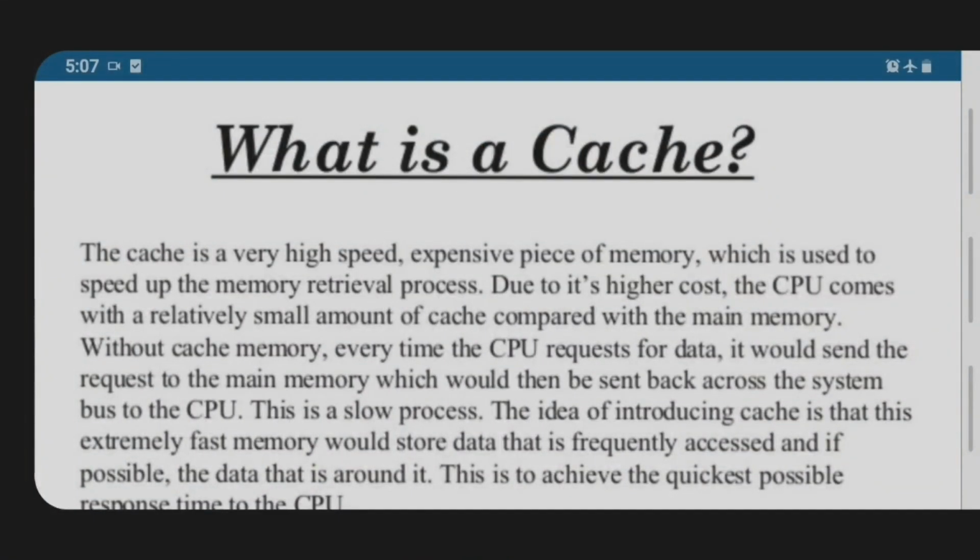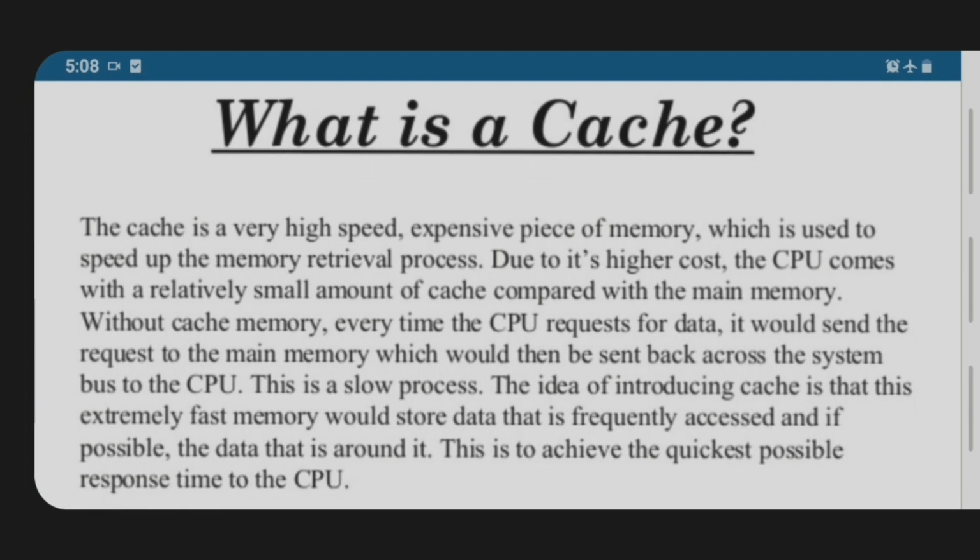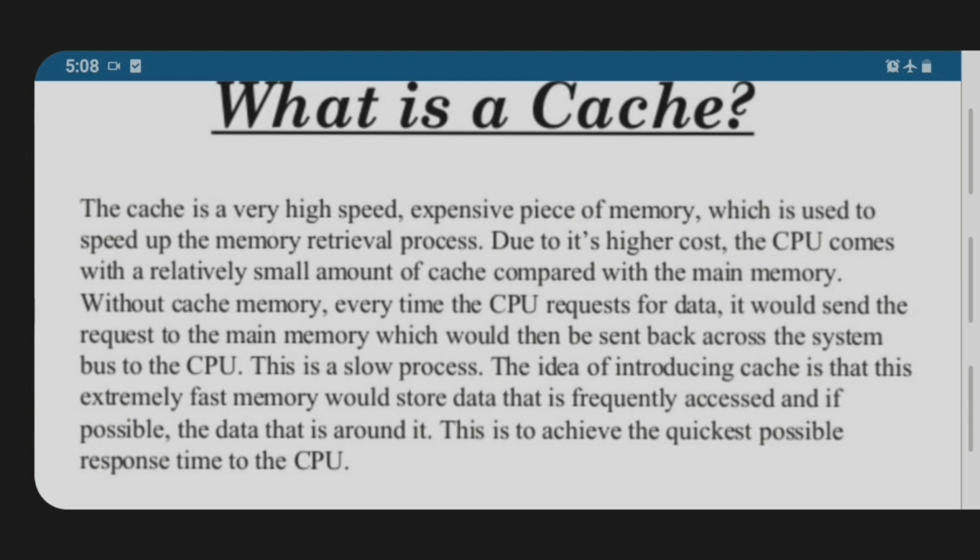Next our topic is cache. What is cache? It is also a type of memory, the third type of memory. First is primary memory, second is secondary memory, and third is cache. A cache is a very high speed, expensive piece of memory which is used to speed up the memory retrieval process. Due to its higher cost, the CPU comes with a relatively small amount of cache compared with the main memory.